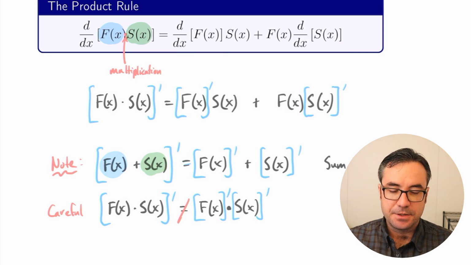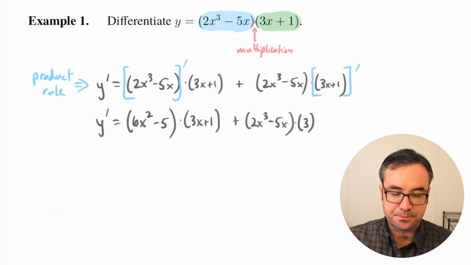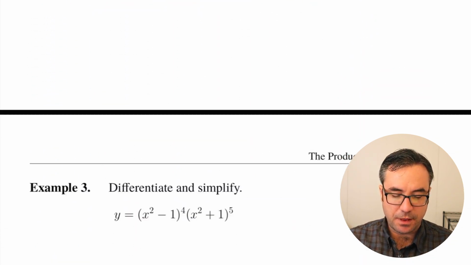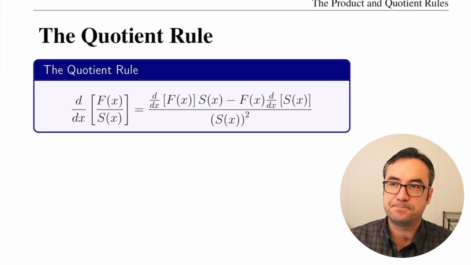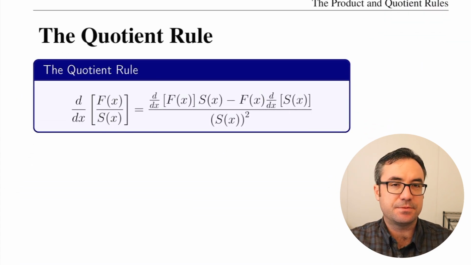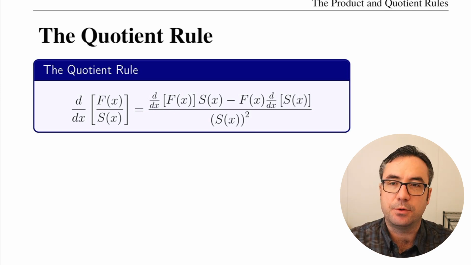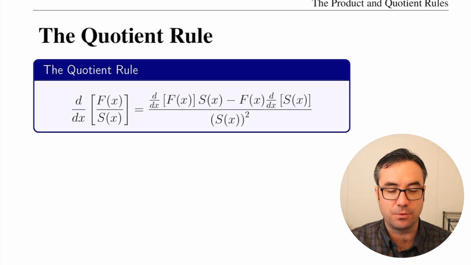All right. So with this in mind, we'll save some examples for class, but we're going to jump over to the quotient rule. We're going to first look at the rule, and then we'll try an example. And we're going to have the same warning when we do the quotient rule.